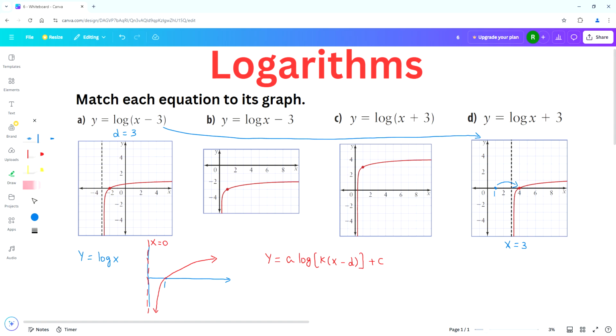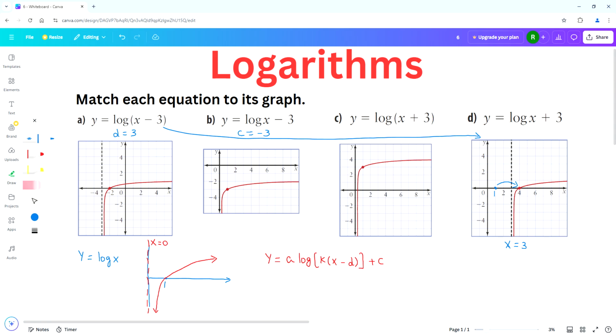Now we can analyze the second equation, y equals log x minus 3. In this equation, 3 is not in the parentheses with x. If we compare this equation to the general equation of a transformed log function, we can see that c is equal to negative 3. C results in vertical translation up or down. Since the c value is negative, the vertical translation in this case is 3 units down.